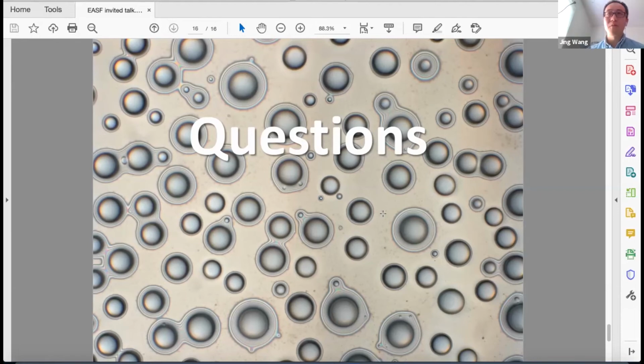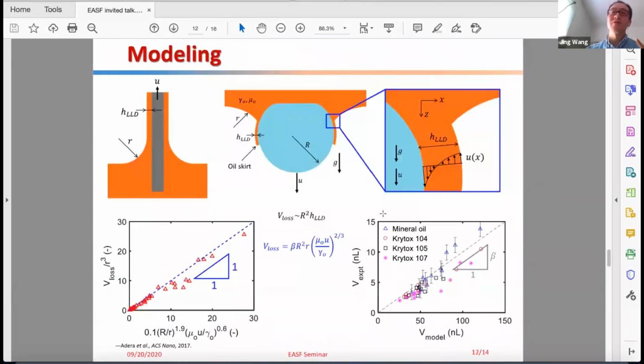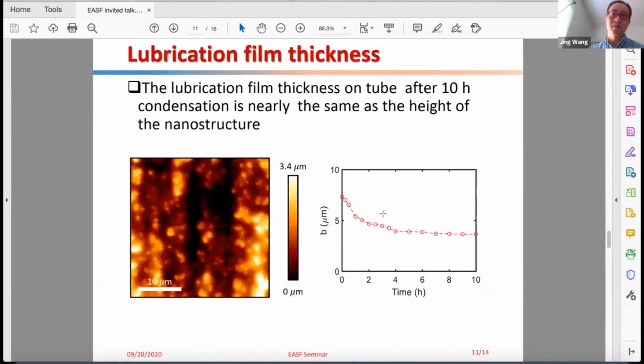So for 10 hours of the depletion, you saw the lubrication is stabilized. Yes. So how does the heat transfer coefficient change over these 10 hours? Actually, that's a good question. If you look at these images, the initial thickness when I start the experiment is about 7, I would say. And then after 10 hours, it's about 3.7.